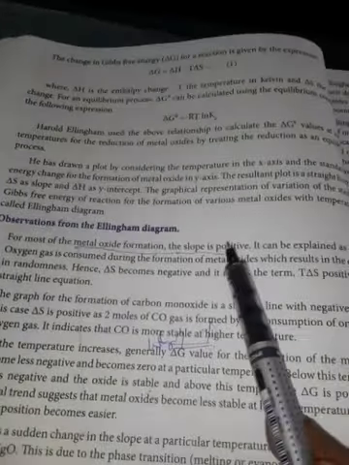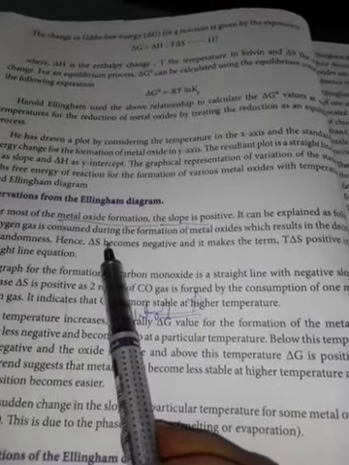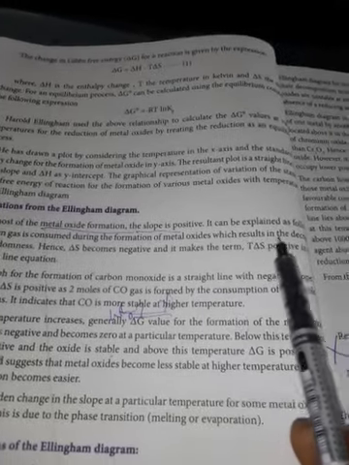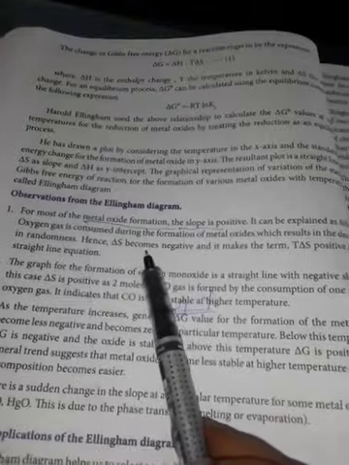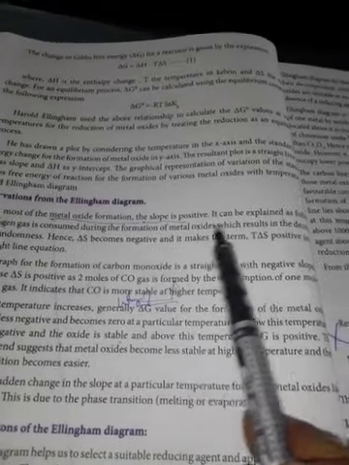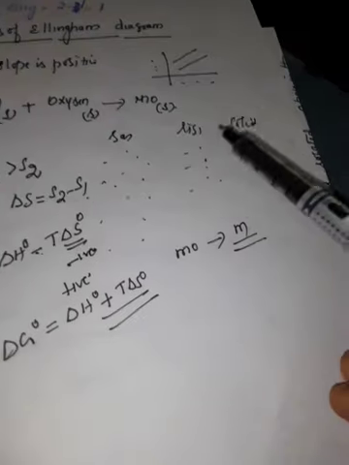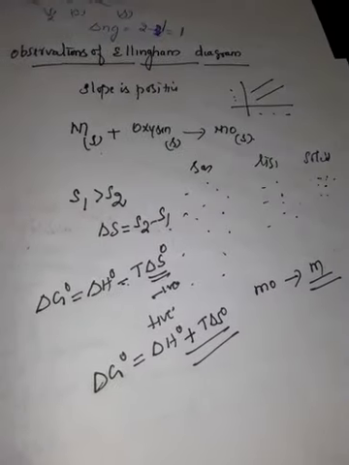In your book it is given that for metal oxide formation, the slope is positive. That is, oxygen gas is consumed during the formation of the metal oxide, which results in a decrease in randomness. Random means entropy. So delta S becomes negative and makes T delta S positive in the straight line equation. Explained in such a way, these 4 lines you can learn. For this explanation only I have explained here.